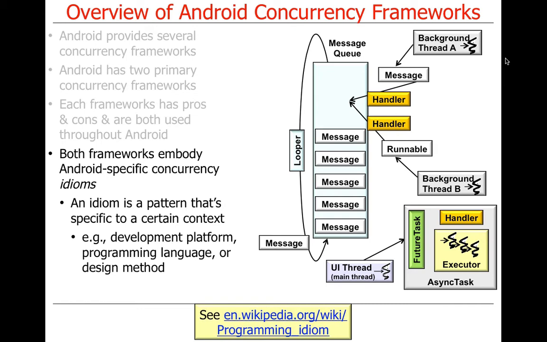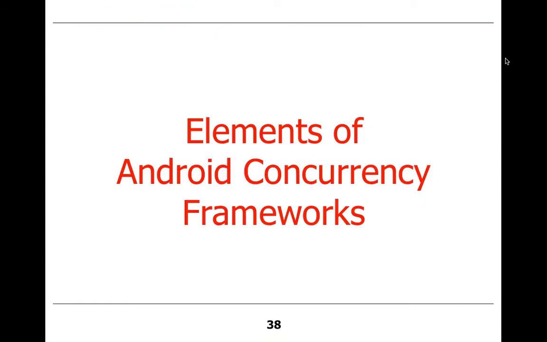The frameworks that exist in Android are good examples of idioms that are specific to the Android environment. If you're programming in some other environment that doesn't have these constraints, like a massively parallel supercomputer, you probably won't have the user interface thread type of thing. You'll have a different abstraction, and you would use a different kind of concurrency environment. So that's a quick overview.